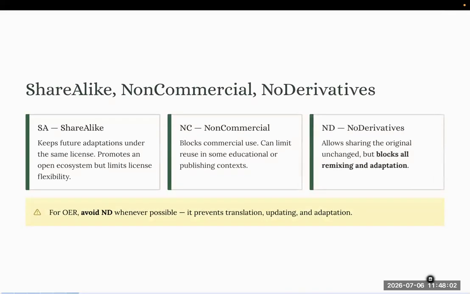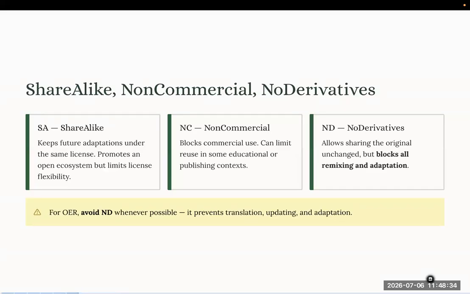All right, the share alike, non-commercial, and non-derivatives. So share alike keeps future adaptations under the same exact license. It promotes the open education ecosystem, but limits license flexibility. Non-commercial. This is the one that, honestly, as much as I hate to say it, I recommend for everybody, because I don't want someone to be able to take my content that I put my sweat and blood into and then charge money for it when I gave it away for free.